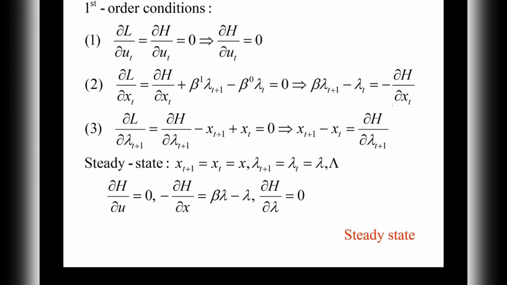Again, in the steady state, we get the three equations back. The partial of H with respect to u equals 0. The negative of the partial of H with respect to the state variable is equal to beta lambda minus lambda, and the partial of H with respect to lambda equals 0. That gives us the steady state. So in many of these problems, rather than looking simply at the path from one condition to another, we try to find the steady state solution, and that will tell us how much effort we should put in or how many animals we should harvest in any given period of time. And it will also give us the net return that we can expect to get.